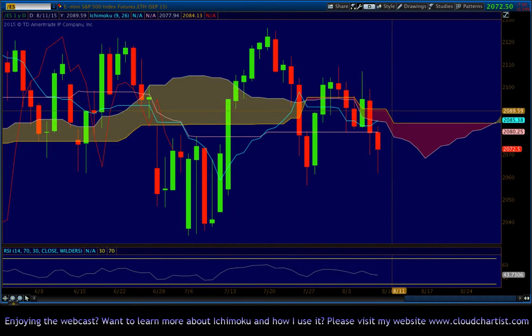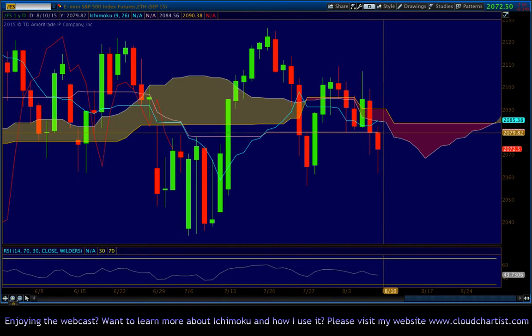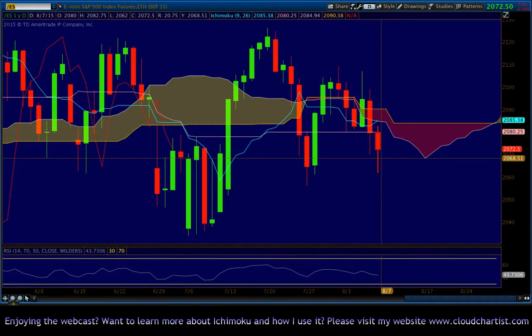So if we go back to current price and see what's ahead of us, we found resistance at the Kijun-sen at 2080.25. That will still be resistance on Sunday night when we open on Monday. Then we will also have resistance at the Tenkan-sen above at 2085.38, so let's call that 2085.50. The Tenkan-sen might open up in a different place also.